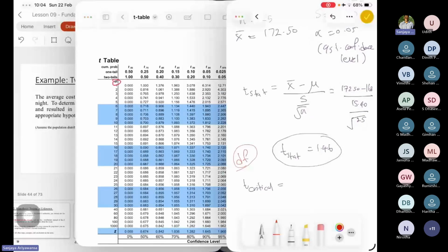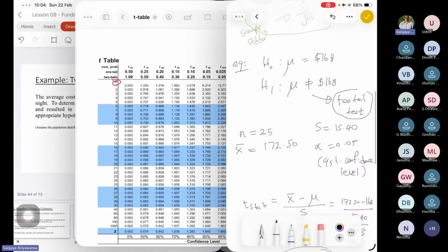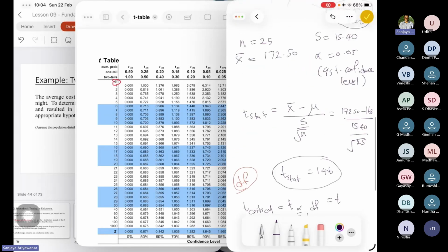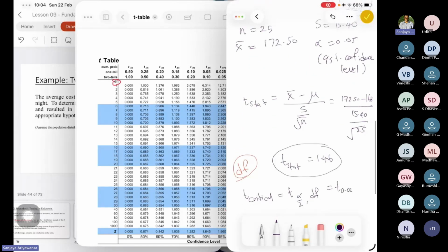So how do we write this down? The t critical value is t alpha divided by 2. Why is it alpha divided by 2? Because I noted that it's a two-tailed test, comma, the degrees of freedom. Those are the two variables that we are looking at. So what is alpha divided by 2? What is alpha? 0.05. So alpha divided by 2 is 0.025. What is the degrees of freedom? Degrees of freedom is given by n minus 1, which is 24.